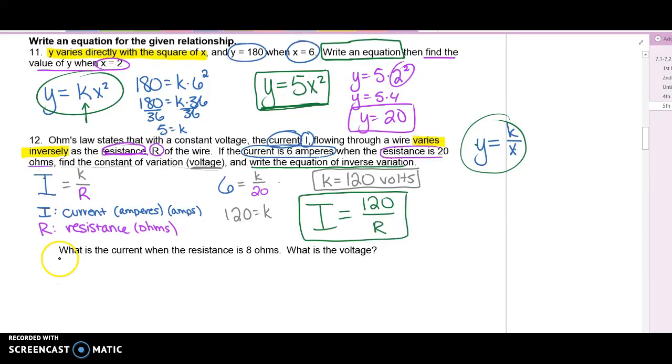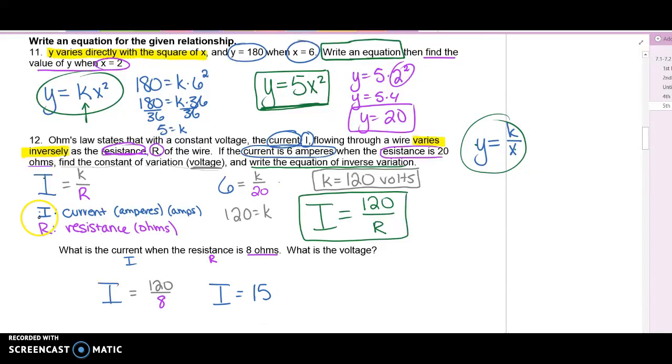In the next part, it wants to know what is the current. Remember, the current is I. And by writing these two things out, you're really going to help yourself out a lot. So what is the current I when the resistance R is 8 ohms? So they want us to plug 8 into this equation. So I equals 120 divided by, and we're plugging in 8 ohms for the resistance. 120 divided by 8 is 15. So I equals 15.